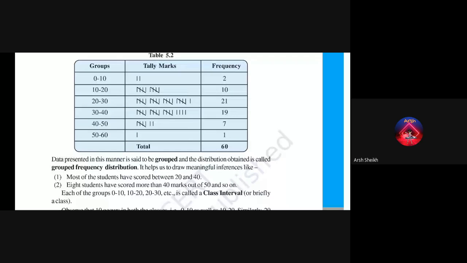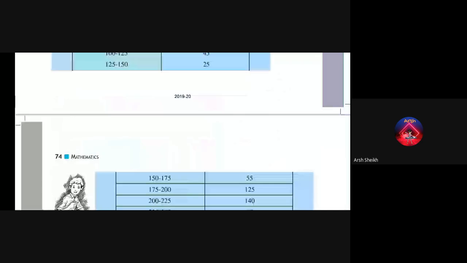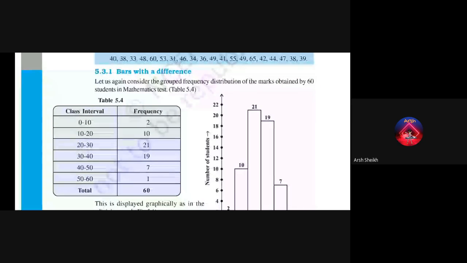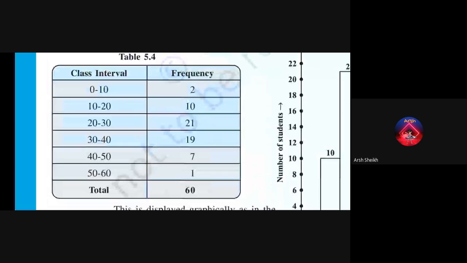Now, there is another type of representation of data that we have to check here. For example, on the previous page, we prepared a frequency table for the 60 students' marks with the help of groups. We are making 6 groups: 0 to 10, 10 to 20, 20 to 30, 30 to 40, 40 to 50 and 50 to 60. Now we have to convert this grouped data into a representation on graph paper.